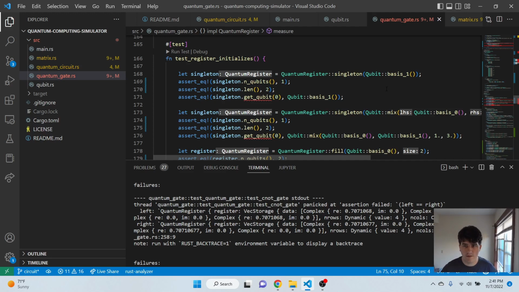Okay, and so let's think about this. Quantum register, singleton, we can't get a qubit now. What we want is, because there's no guarantee that you can sensibly talk about the individual qubits within a register because they're all interfering with one another. So instead, what we're going to do is get the probability. We're going to get the coefficient, I guess.